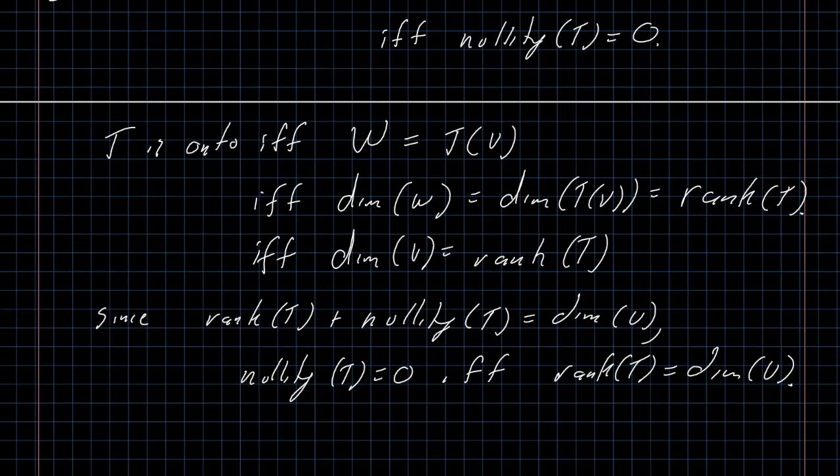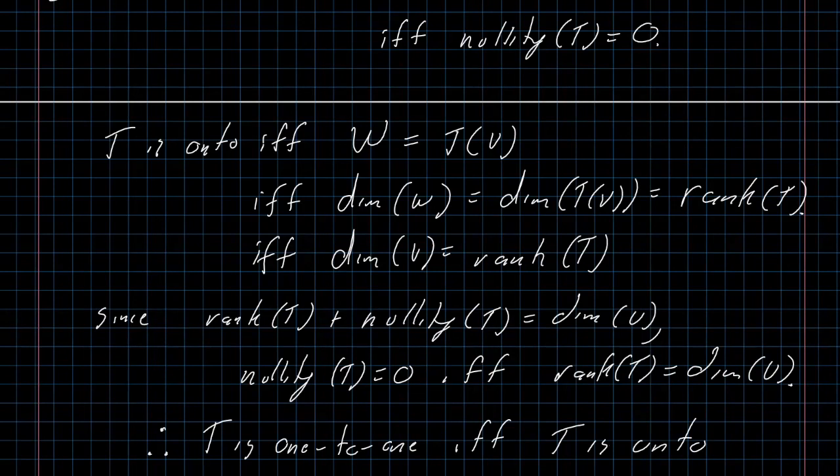So we have a bunch of if and only if statements. The function is one-to-one if and only if the nullity is 0. The function is onto if and only if the dimension of V is equal to the rank. And the nullity is 0 if and only if the dimension of V is the rank. Therefore, T is one-to-one if and only if T is onto.